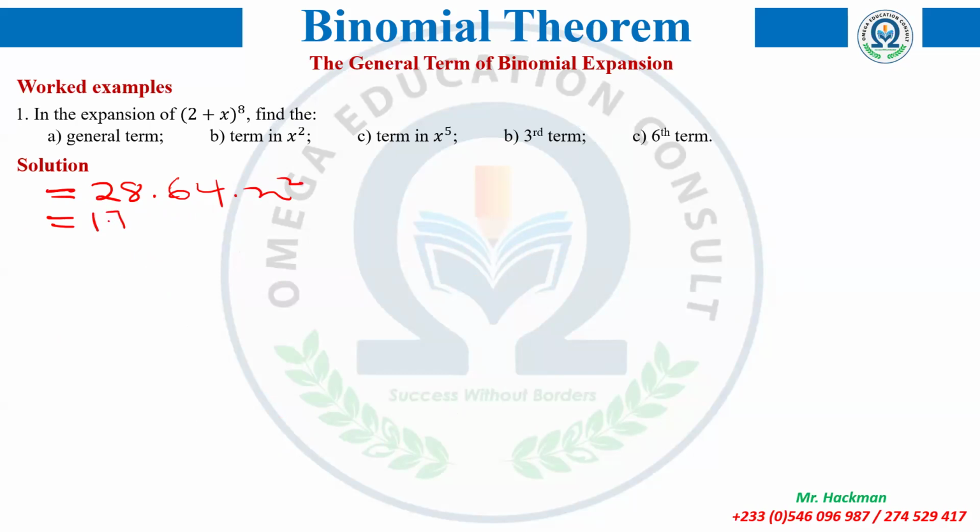1,792. Then you attach your S squared. So the term in S squared will be 1,792 S squared. So that will be the term in S squared. You get it?